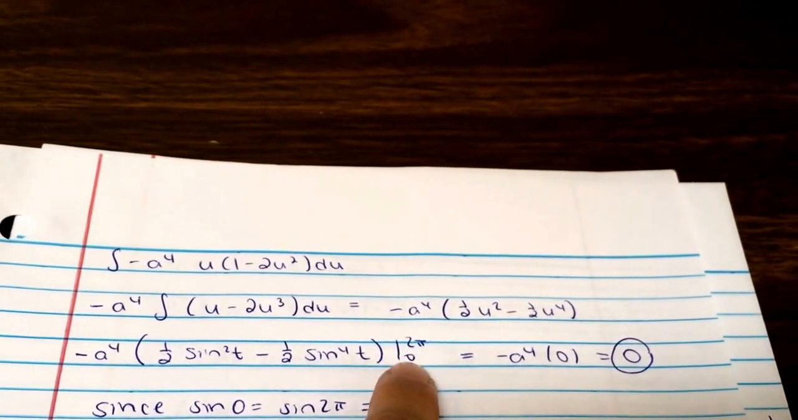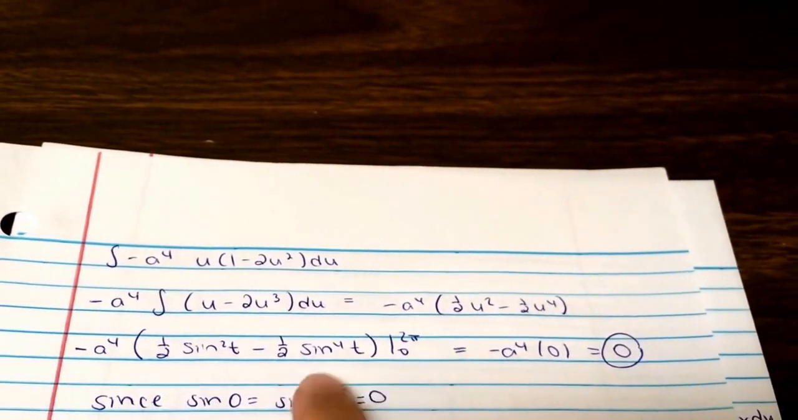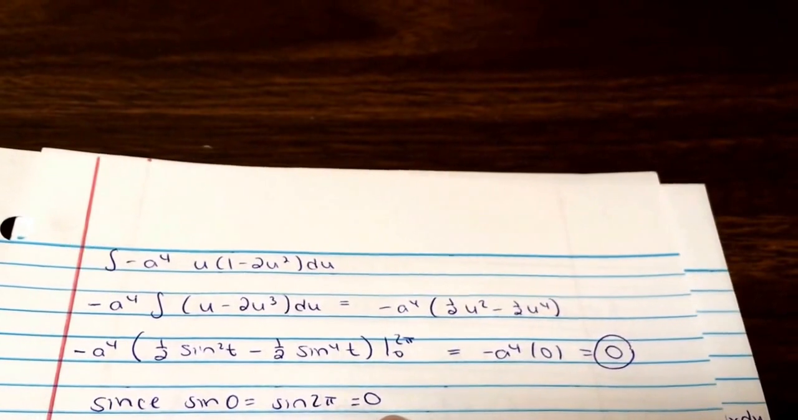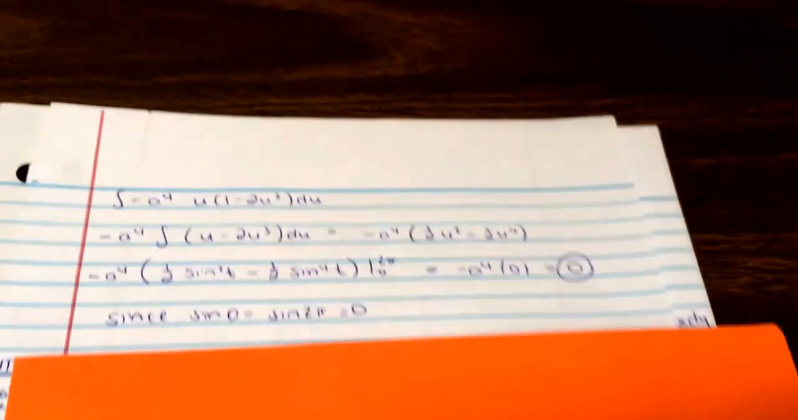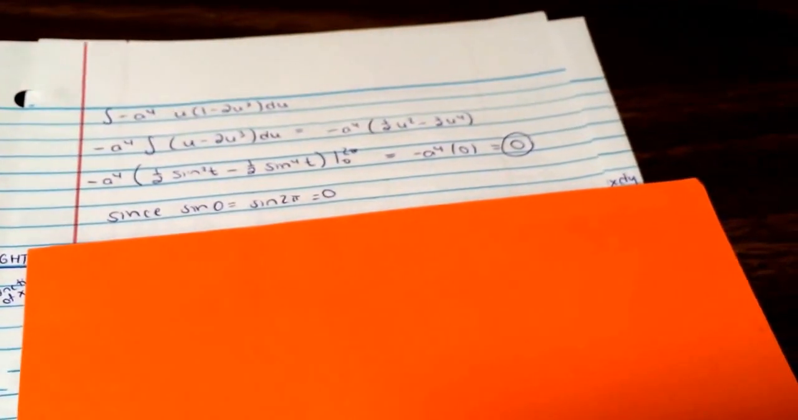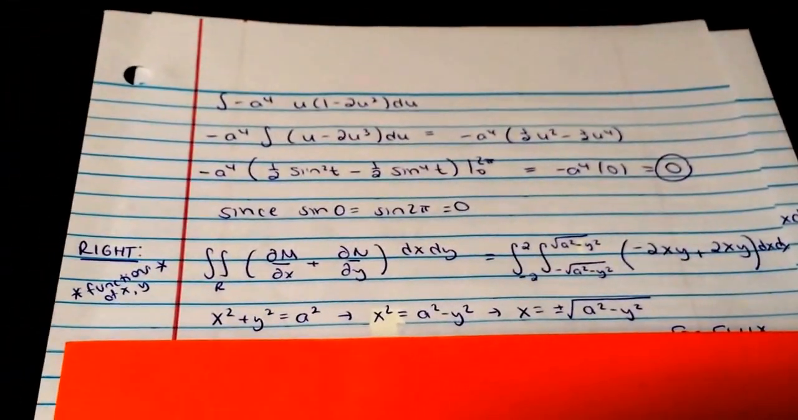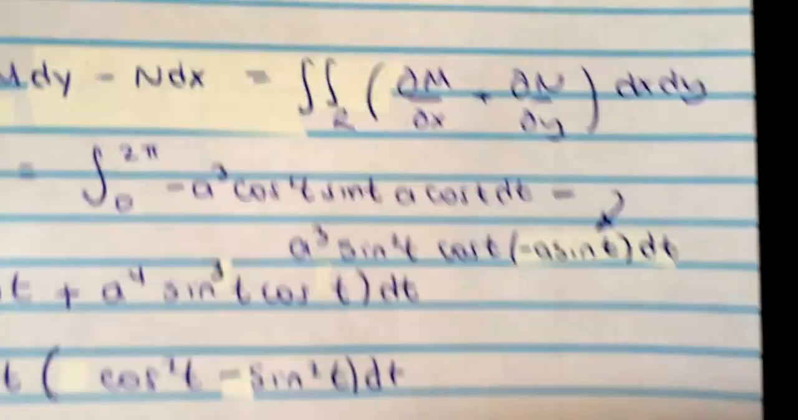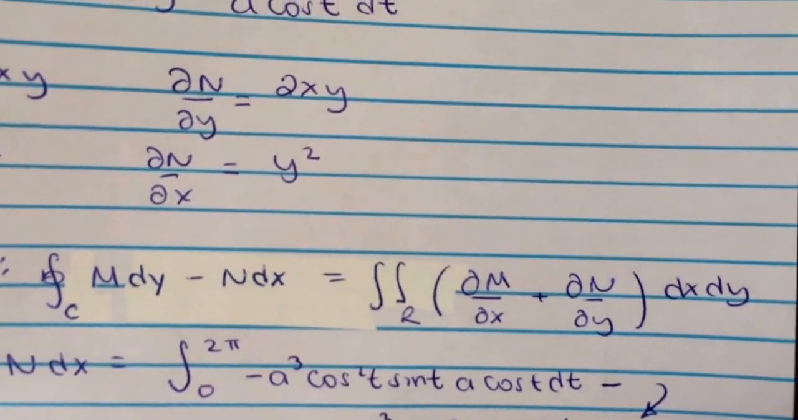But then, because it's 0 and 2 pi, and these are both sines, sine of 0 and sine of 2 pi are 0, so the whole thing is just 0. So my flux here is 0 is what that's telling me. Now I'm going to do the right side. So it's this same equation, but the right side.